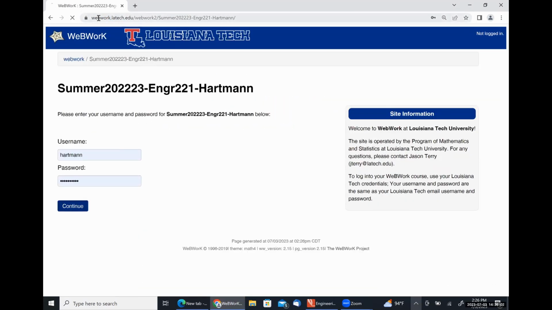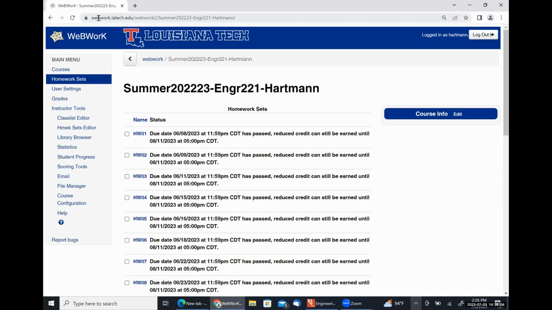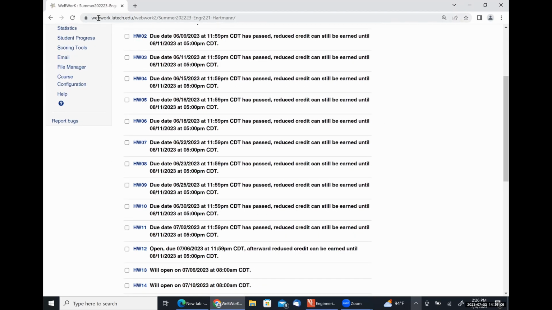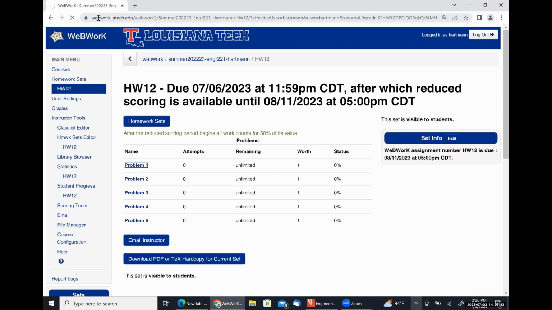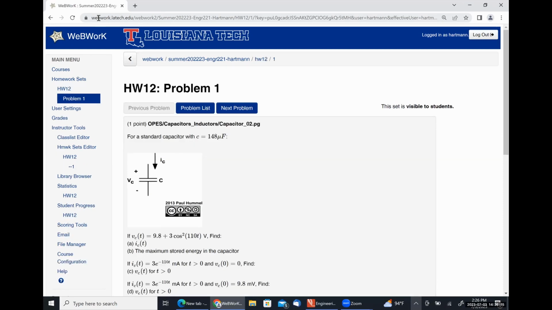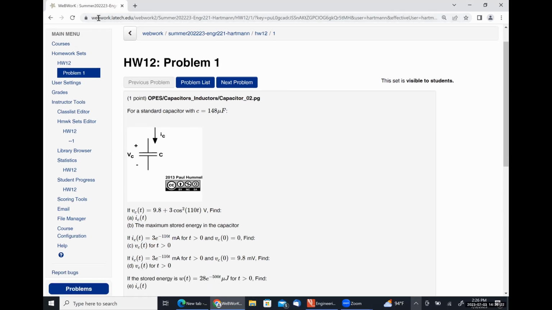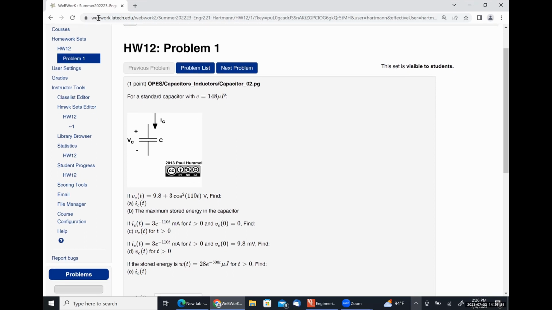So if I am not mistaken, this is homework set number 12. And let's look through things here. So this first problem here is fairly straightforward. For part A, you're given the voltage, you're asked to find the current. So you simply take the derivative of the voltage. Nothing wild there.